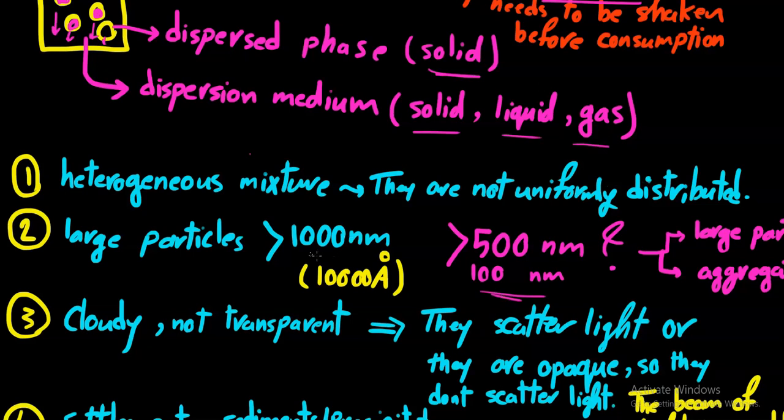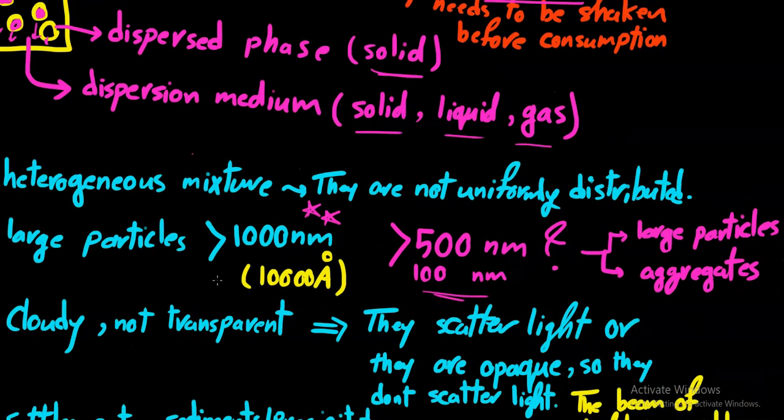But I usually consider this number as the main number because many references agree with particles larger than 1,000 nanometers as the suspension. So some large particles or some aggregates, for example, a kind of dust, even very small dust in terms of this size would be more than 1,000 nanometers, so they will be suspension.